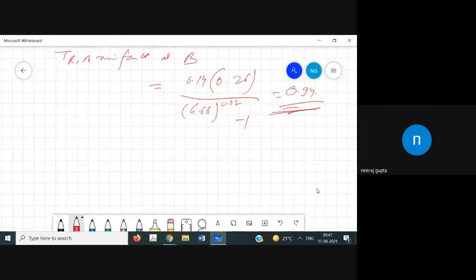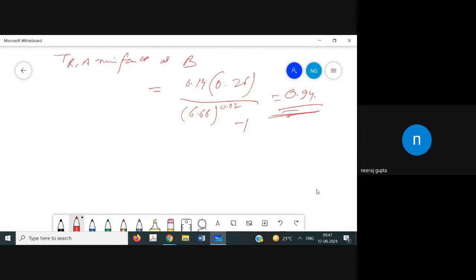Now finally, our setting of the relay is: relay CT ratio, then plug setting, then time multiplier setting.